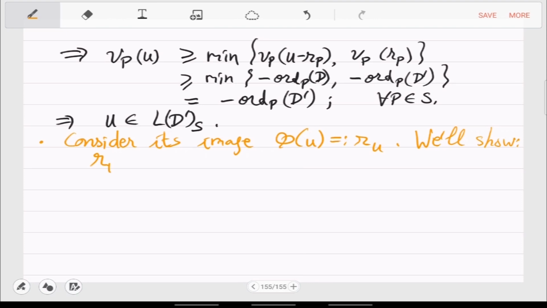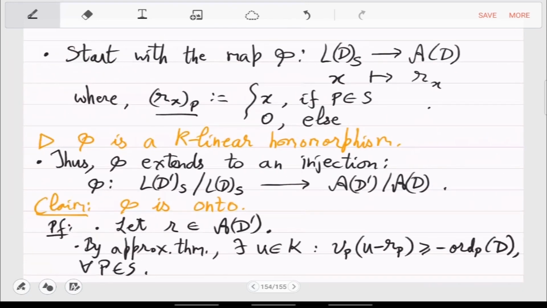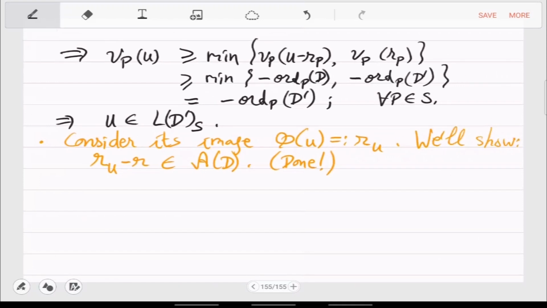We'll show that Ru may not be R, but the difference is in AD. So with that we'll be done. We just have to show that Ru is actually R mod AD prime, mod AD, because in the image you only want to be correct up to mod AD. So let's do that. Let's go over the valuations. What is the valuation of Ru?